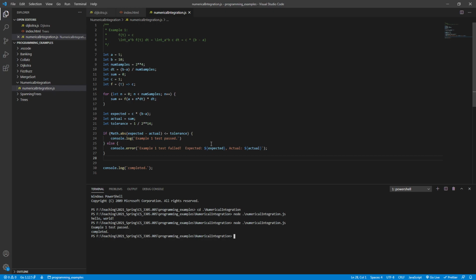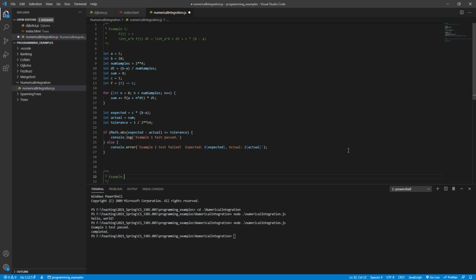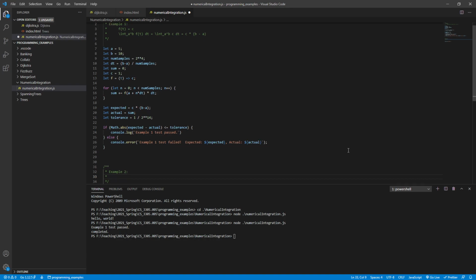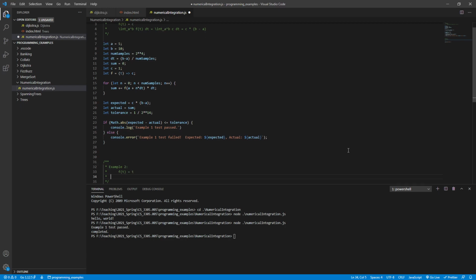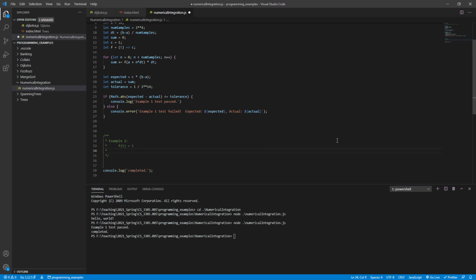We didn't really do a whole lot. We computed the area of a rectangle estimated by rectangles. So, okay, let's see if we can make it a little bit fancier. Okay, so now we're just using the line, right? Y equals x, or f of t equals t.